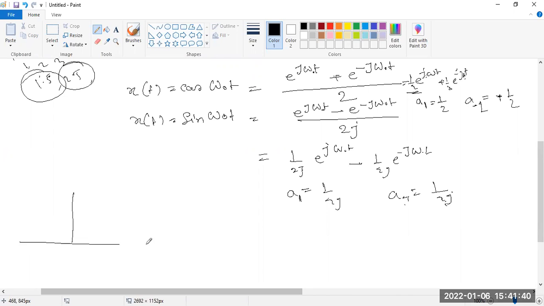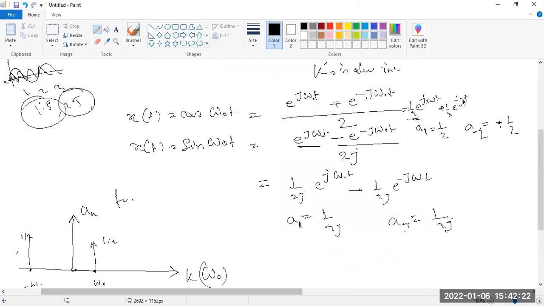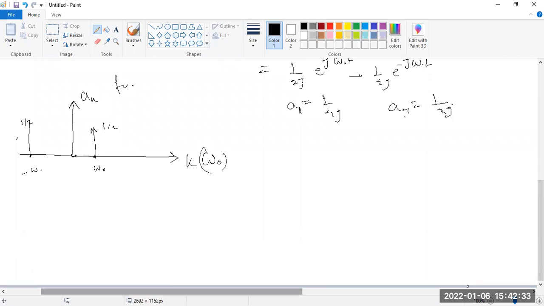So if I represent it, the axes are k omega naught and a_k. This is 1/2, and this is minus omega naught. This is the frequency domain representation. So if any signal is given, we have to find this coefficient and represent it in this space. Then this is over. Now we go for an example so that you can understand.